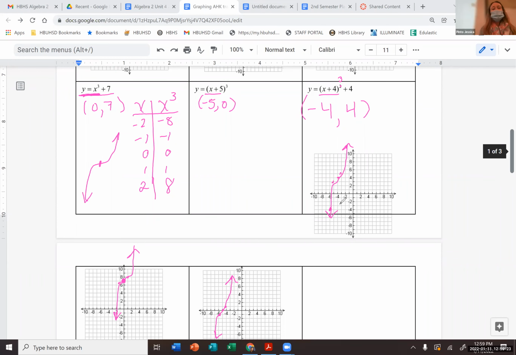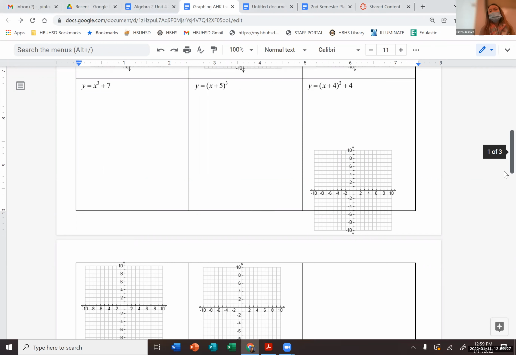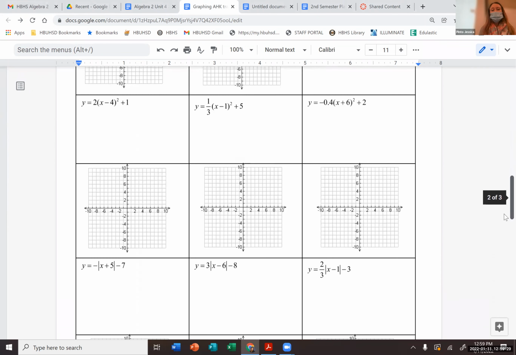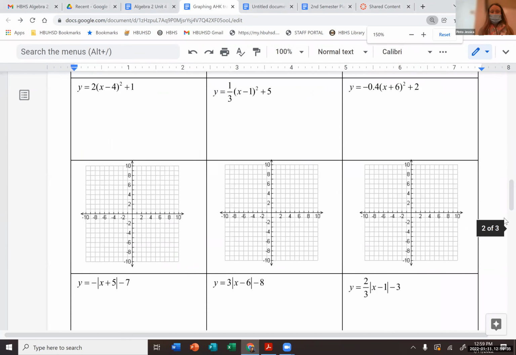When we look at the back side, you're going to notice that the a value is numbers other than 1. So in this case, we're going to have a different strategy. It's going to be kind of the same, but different, which is good. So starting with the first one, what's our a value here? 2. Good. We see that the exponent is 2. So this is quadratic. Let's make our parent t table.